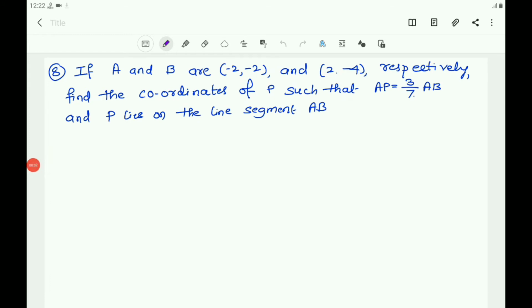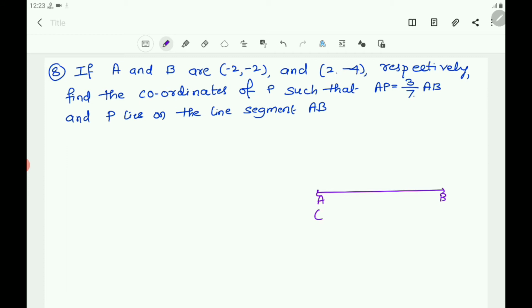Question number 8. If A and B are (minus 2, 2) and (2, minus 4) respectively, find the coordinates of P such that AP equals 3 by 7 AB and P lies on the line segment AB. Now let us draw the line AB. Here A and B are the points.